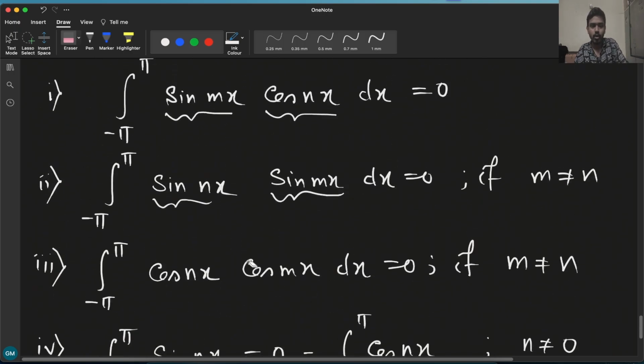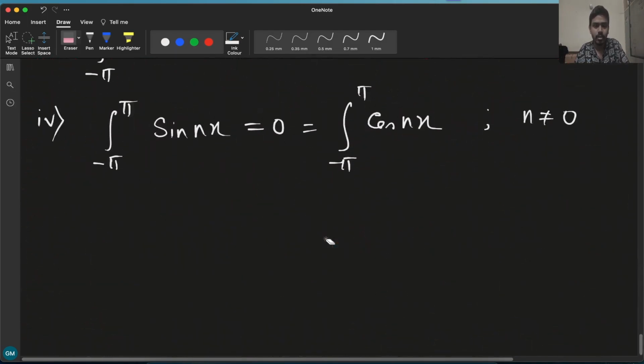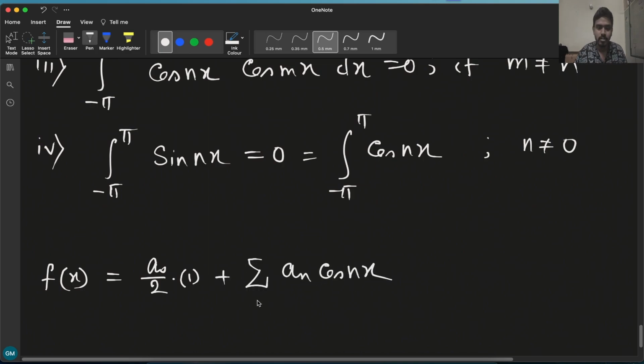Okay, so what you are basically proving, in the case of Fourier series, is this. What we wrote is a0 by 2 times 1 plus the sum over n of an cos(nx), n equals 1 to infinity, plus the sum over n of bn sin(nx), n equals 1 to infinity. Okay, that's how we wrote it.